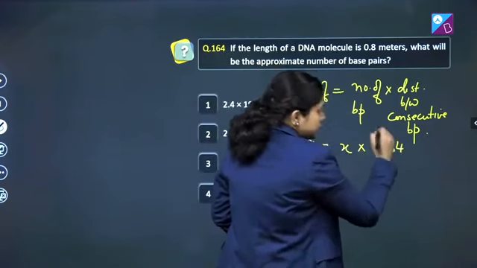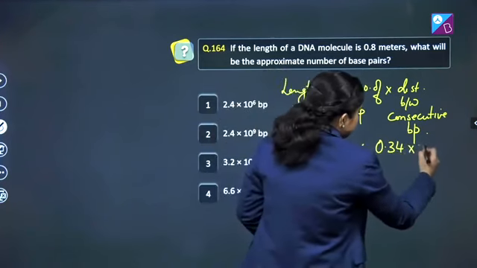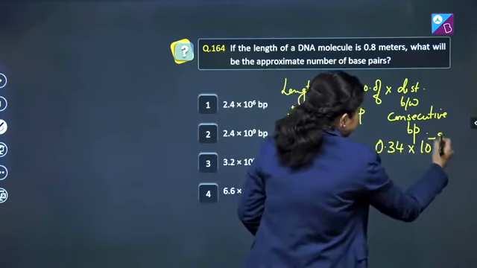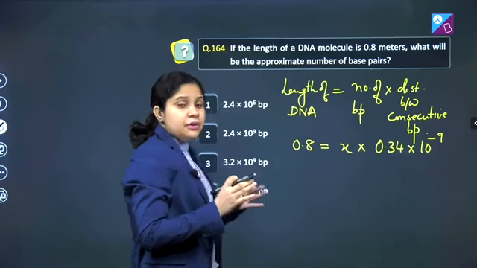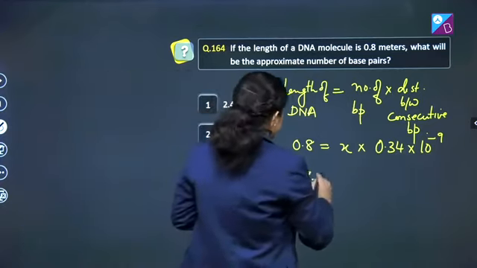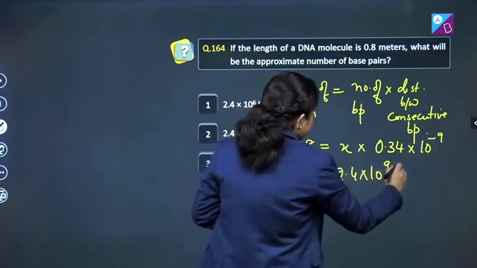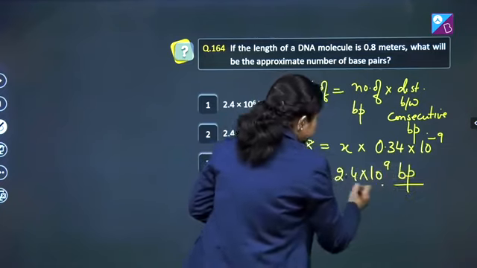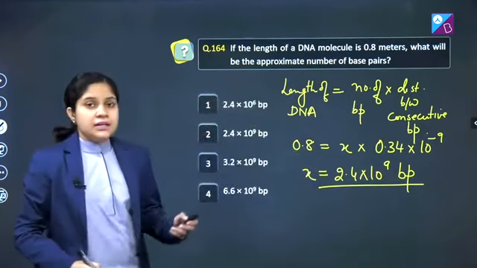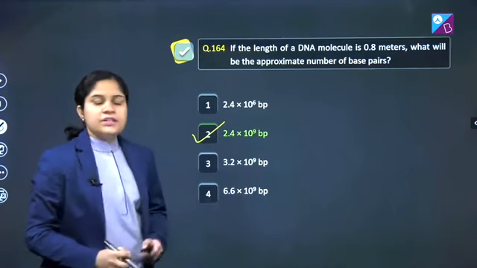0.34 nanometers. If we convert it into the meter dimensions, it will be 0.34 into 10 raised to power minus 9. And if we calculate the value of x, the value of x will be 2.4 into 10 raised to power 9 base pairs. So the correct answer of this question will be option number 2. चलिए next question देखते हैं.